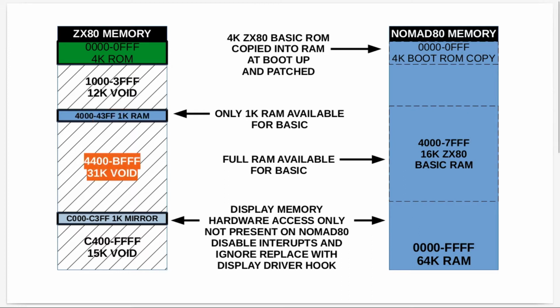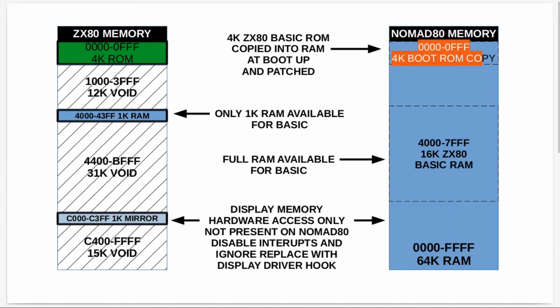Then there's a big area where, if you put in a 16K RAM pack, it would be placed around the middle here. And then near the top of memory is a mirror of the 1K of memory where it stores information that needs to be displayed, and the hardware accesses this mirror and updates the display from the information it finds there. On my computer I've got a full 64K of RAM, which I can do what I want with.